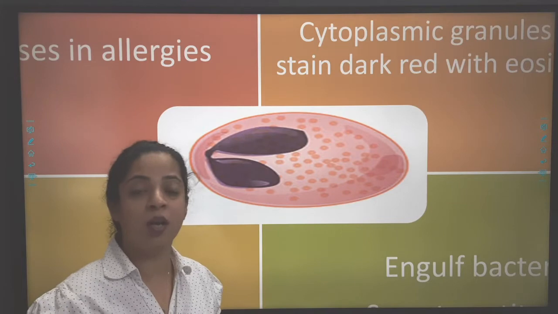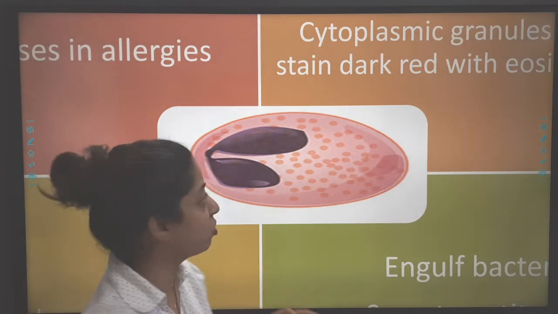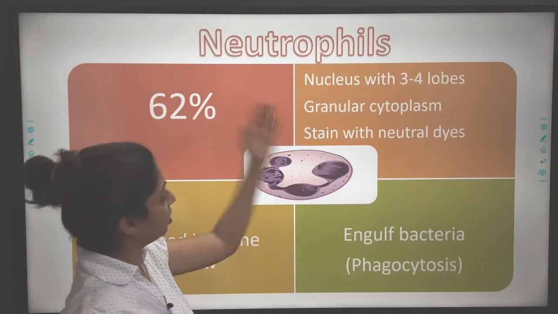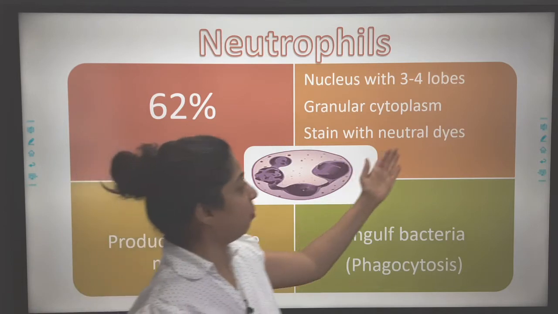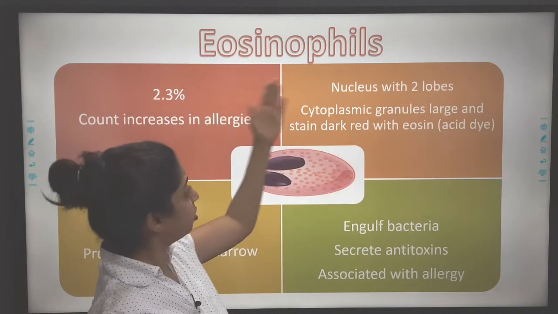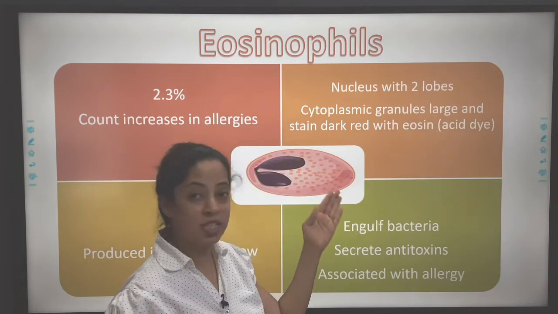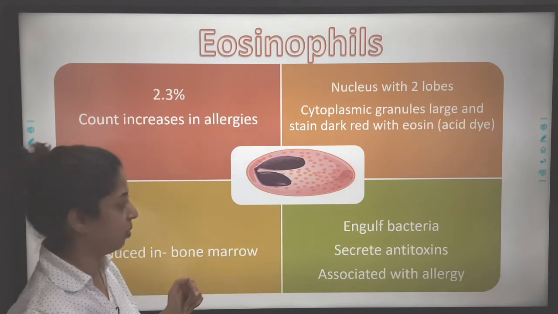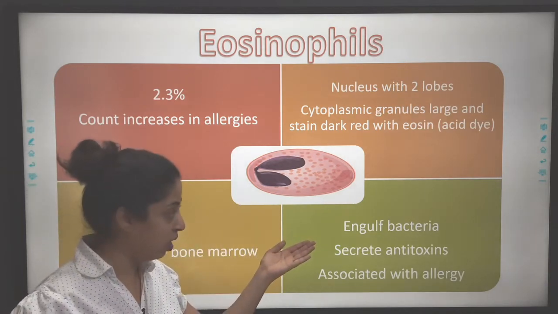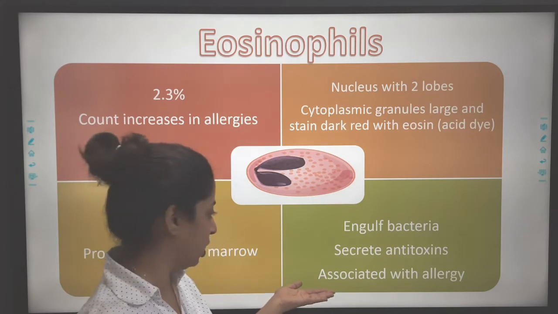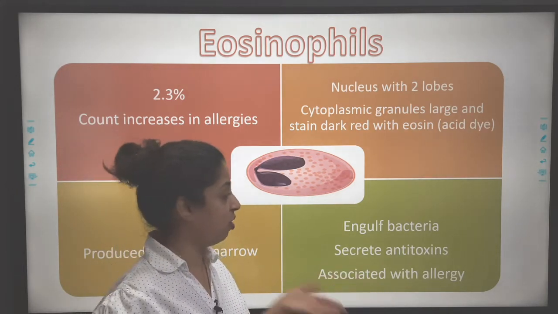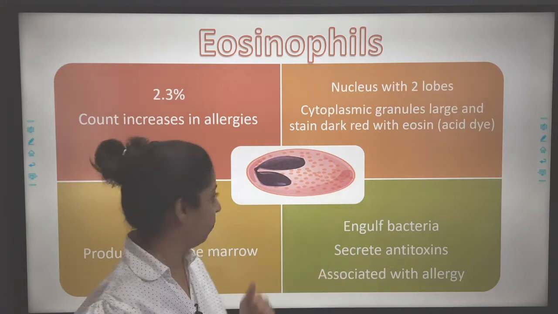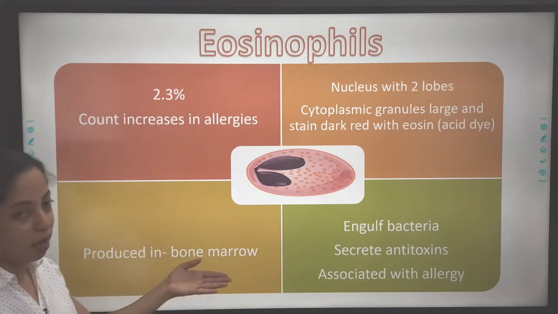So if you want to see it under a microscope, which dye do you have to put? Eosin dye. Now this eosin is an acidic dye. Earlier we studied that neutrophils are dyed with the help of neutral dyes, but here eosinophils are dyed with an acid dye, which is known as eosin, and that is why we are able to see them, and that is why the name eosinophils. Now their function is to engulf bacteria and they secrete antitoxins associated with allergy. Going ahead, I'll teach you how antitoxins work. Now they are produced in bone marrow again.